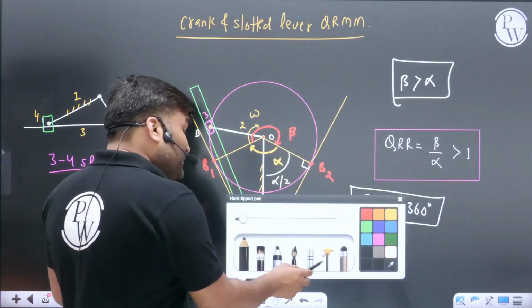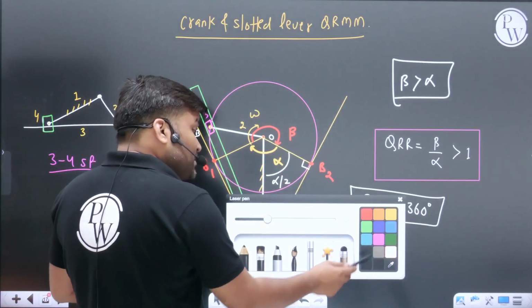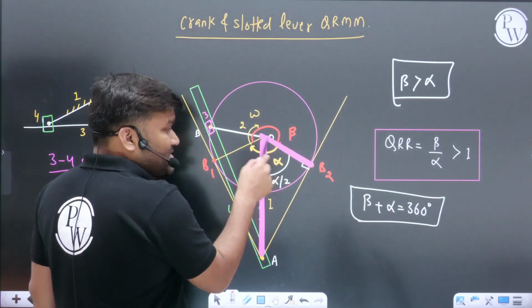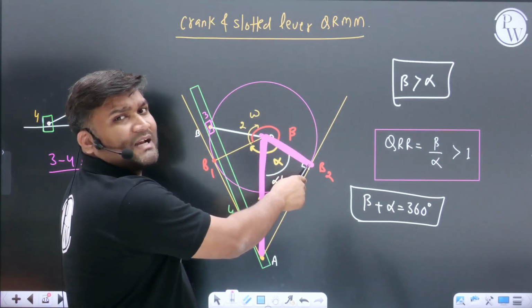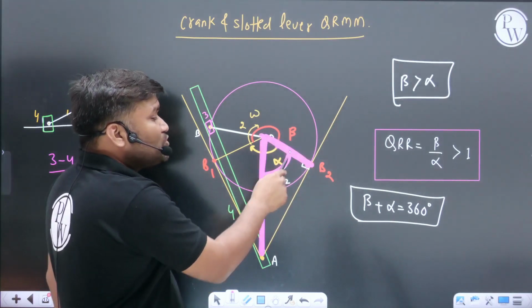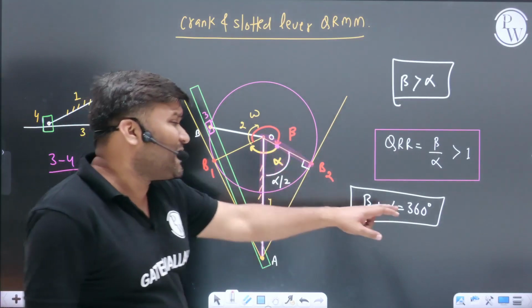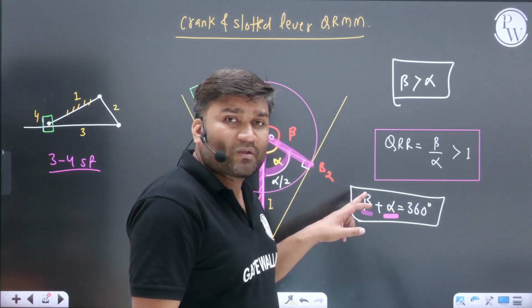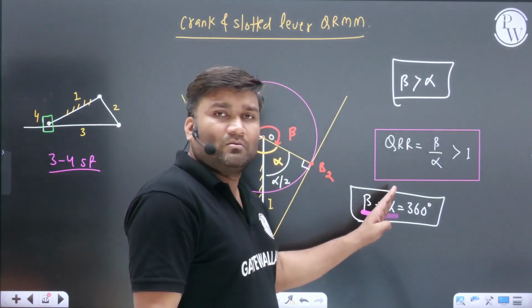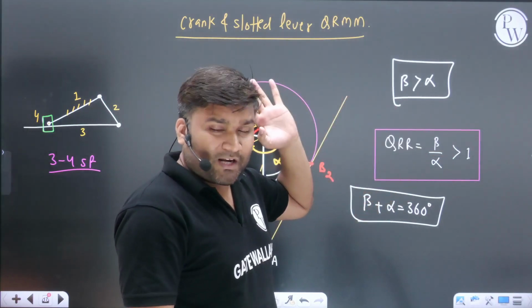If you know the dimensions, and sometimes in examination they will give the dimensions, if you know how much is this dimension and this dimension, then from this right angle triangle can everybody easily find out how much is alpha by 2. Once you know the value of alpha by 2, you will get alpha. Once you know alpha, you will get beta. Beta is known, alpha is known. Very easily you can find out the quick return ratio.